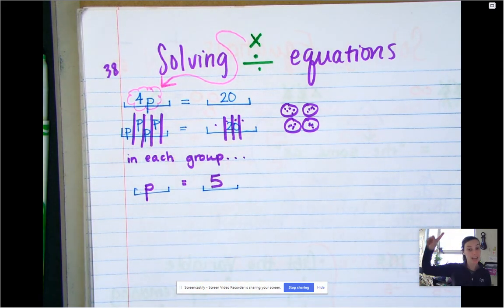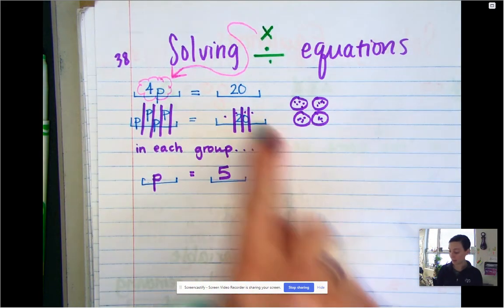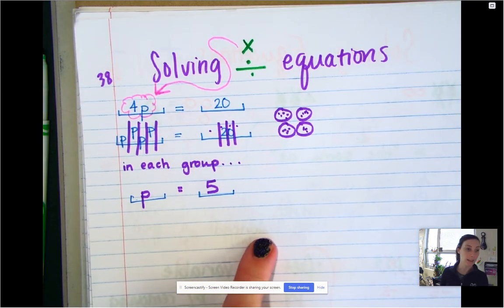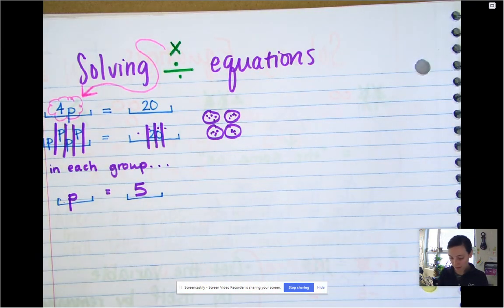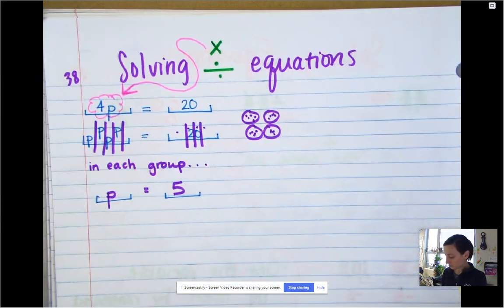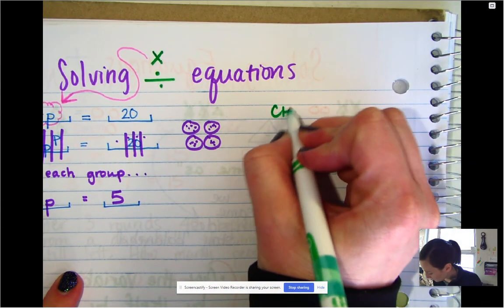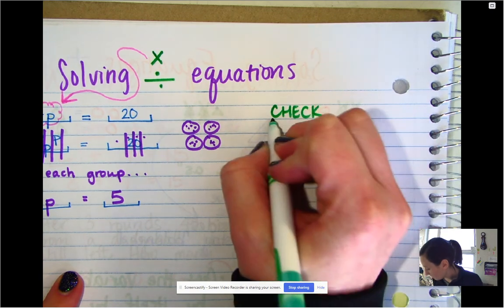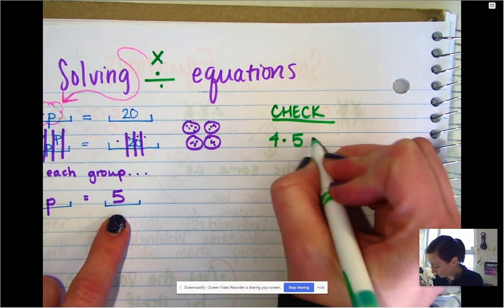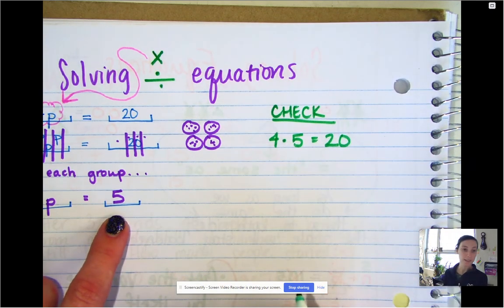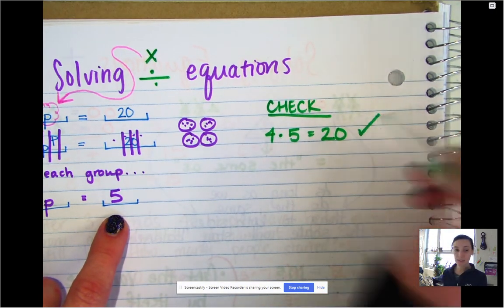Now I can check that solution by going back and plugging in the answer I got and making sure it makes sense. So on my double check, I say 4 times 5 is the same as 20. Is that true? Yes, it is. So that's right.